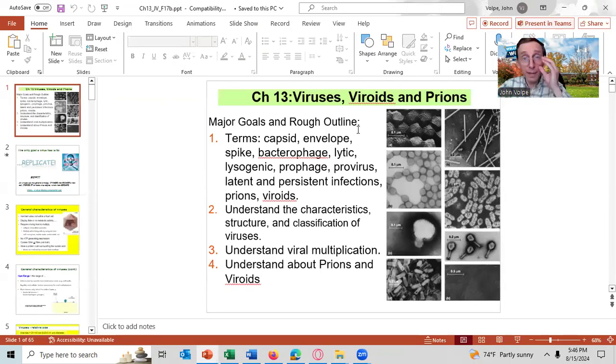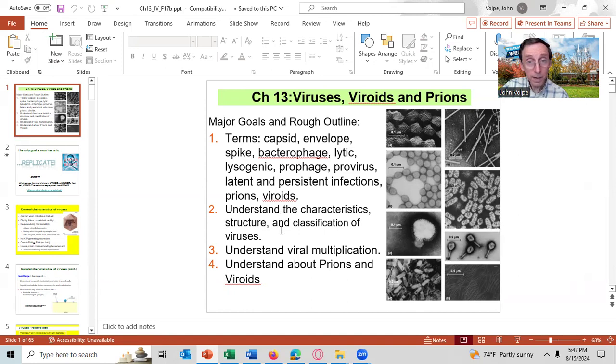All right, chapter 13 covers viruses, viroids, and prions. The major goals and the rough outline of this chapter are outlined here. Know the terms. What is a capsid? What's an envelope? What is a viral spike? What is a bacteriophage? What is a lytic virus? What is a lysogenic virus? What is a prophage? What is a provirus? What is a latent virus? And what is a persistent viral infection? And then lastly, what's a prion and what's a viroid? Any questions about the terms?